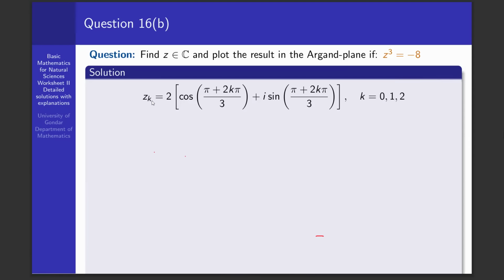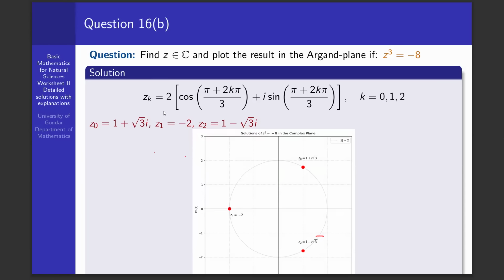z is equal to 2 times cosine of pi plus twice of k pi over 3 plus i times sine of pi plus twice of k pi over 3, when k is 0, 1, and 2. Then for k is equal to 0, we have z0 is equal to 2 times cosine of pi over 3 plus i times sine of pi over 3.